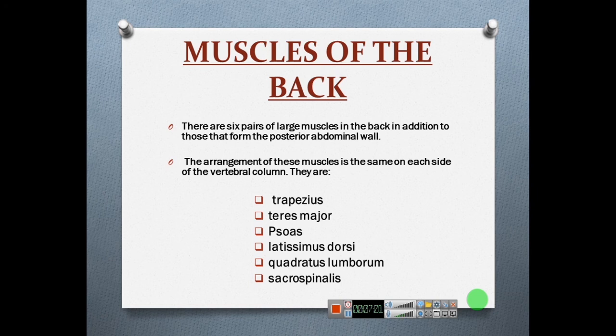Muscles of the back. Hereafter we will talk about muscles of the back. What are the muscles of the back? Trapezius muscle, teres major, psoas muscle, latissimus dorsi, quadratus lumborum, sacrospinalis. Let us talk about that later.